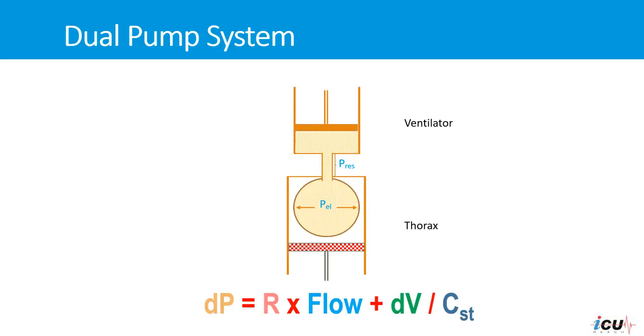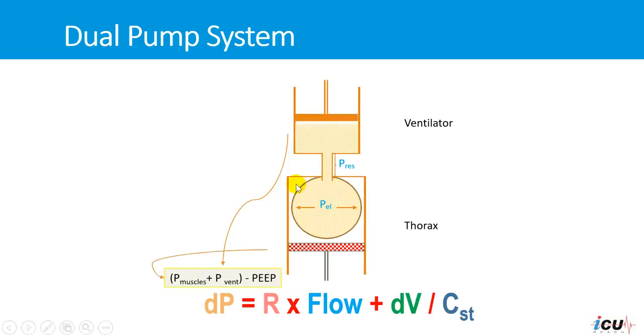And if we want to look at the equation of motion, on one side of the equation is the change of the pressure, which is the pressure on the ventilator plus the pressure that is generated by the patient when the patient is breathing. This pressure would be equivalent to the resistance of the airways multiplied by the flow plus the change in tidal volume divided by static compliance.